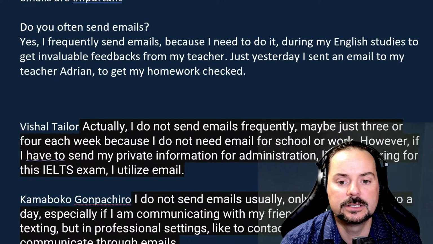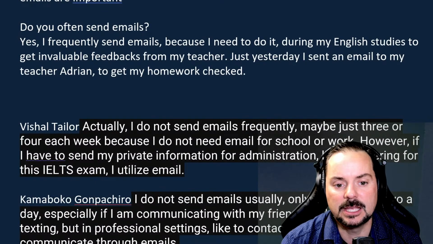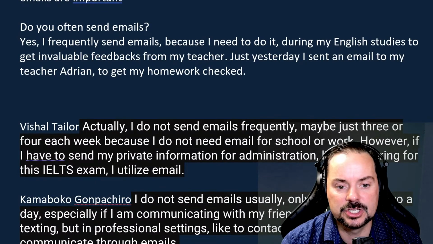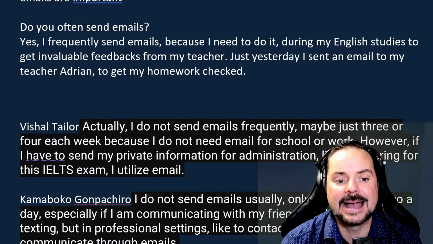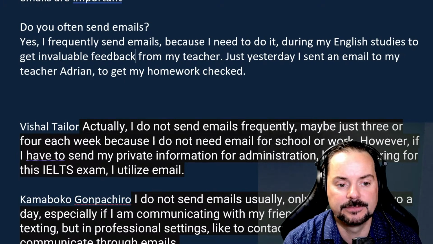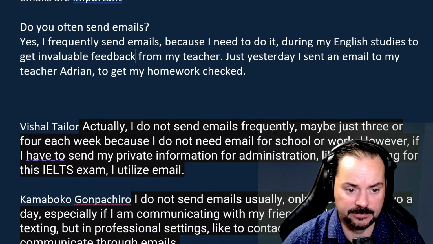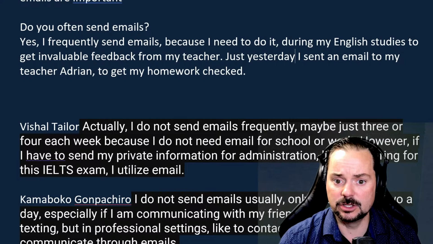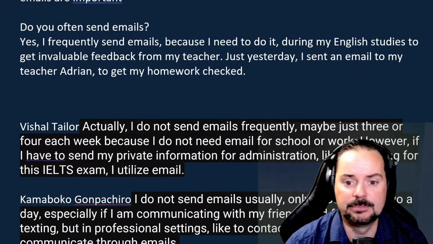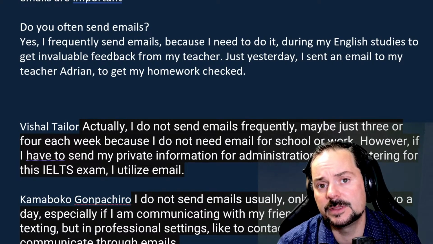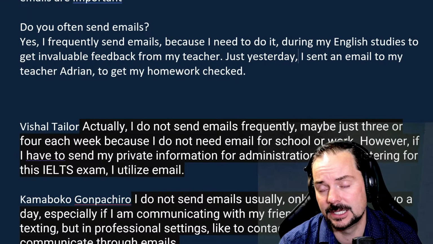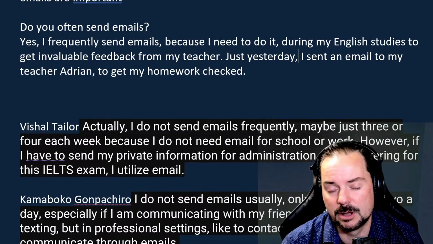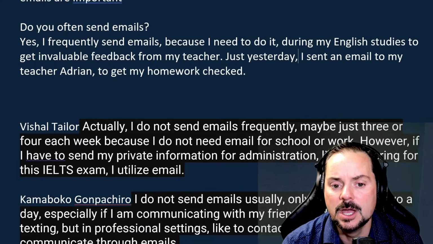You said, yes, I frequently send emails because I need to do it during my English studies to get invaluable feedback. There's no S, feedback. We usually don't use the plural feedbacks. It's just feedback from my teacher. And then you included an example. So even though you didn't give me a number, the example was really helpful. It basically told me that you probably send at least a couple emails a day, but you should say that.